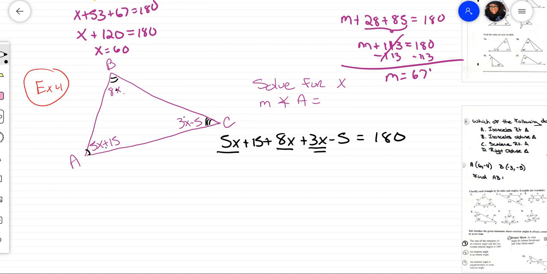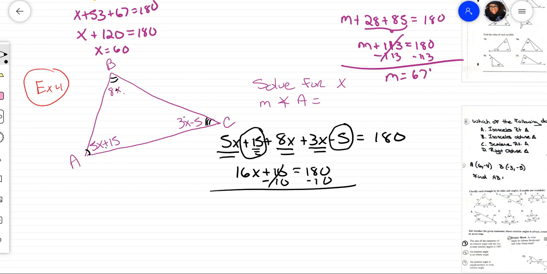We combine like terms. So 5 and 8, that's 13x, plus the 3 is 16x. Combine these like terms, the constants, so that's 15 and negative 5, so that's going to be plus 10. So then I subtract 10 from both sides. I end up with 16x equals 170. Divide by 16, it's going to be a decimal, just round to the nearest tenth.